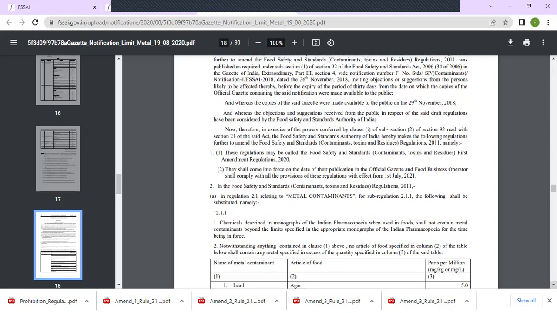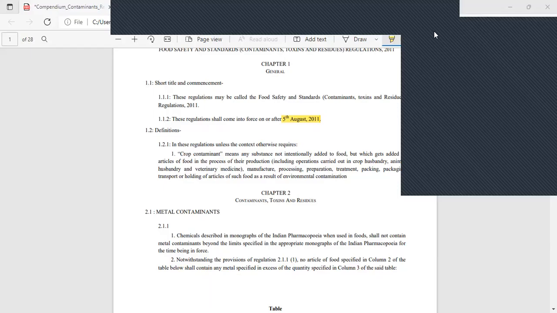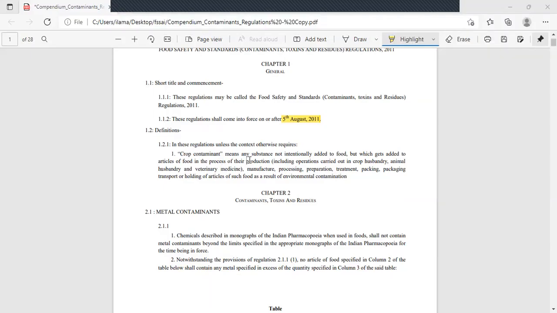In this amendment, before seeing what changes were made, we will just see what the crop contamination definition is. Crop contamination means any substance not intentionally added to the food but which gets added to the articles of food in the process of their production, including operations carried out in crop husbandry, animal husbandry, and in veterinary medicines; manufacture, processing, preparation, treatment, packaging, transport, or holding of articles of such food; or as a result of environmental contamination.